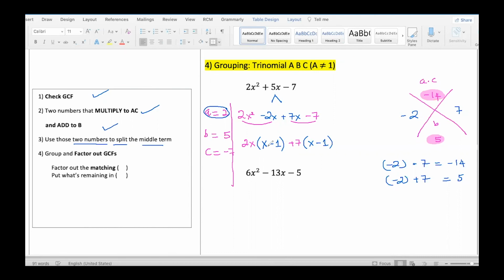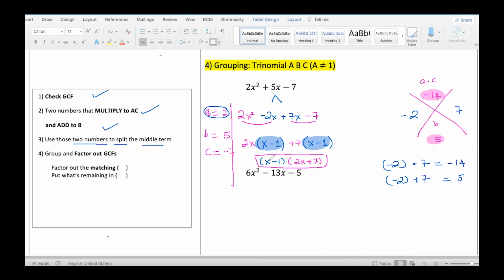So our common factor right now, as you can see, something that repeated twice, is x minus 1. We see it here, and we also see it here. So we see x minus 1 on both sides. I'm going to take x minus 1 out, just like a GCF, that is our common factor. And what we're going to have left is 2x plus 7. So that is our final answer.